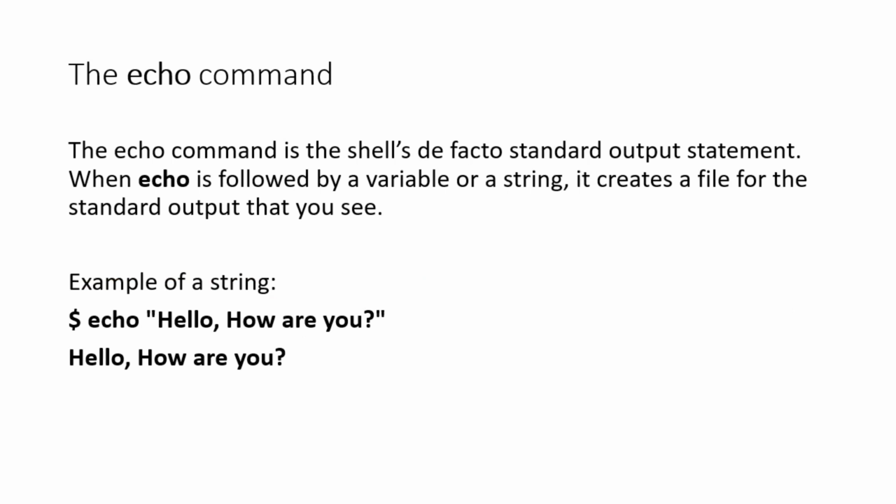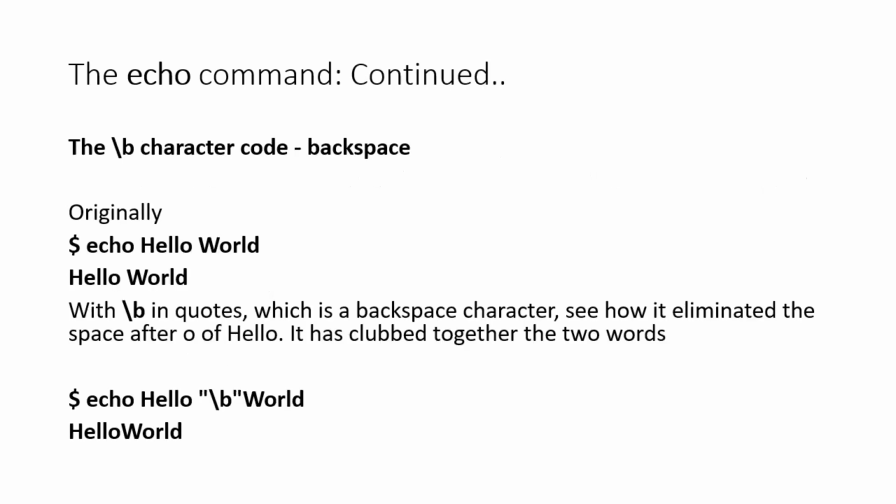The echo command. In Linux, everything is a file. So when the echo command is followed by a variable or a string, it creates a file on the standard output, that is, your monitor. We continue with the echo command. Some options that are provided with the echo command. Use \b character code for backspace. This eliminates the space between two strings.